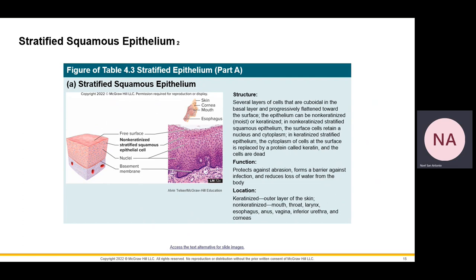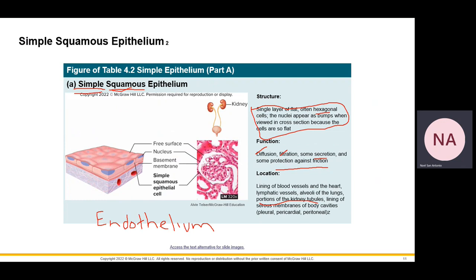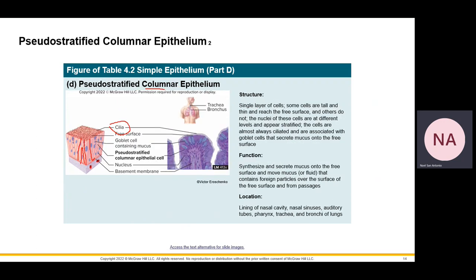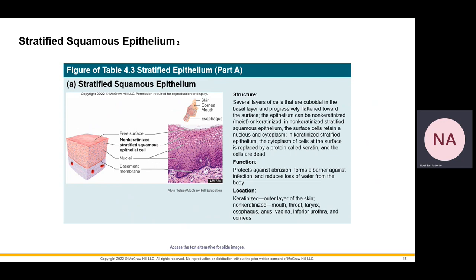Okay, so next, let's go to stratified. Oh, puro simple pa lang yung na-discuss natin. Simple squamous, simple cuboidal, simple columnar, and pseudostratified columnar epithelium. Technically, it falls under simple because it's actually simple. It just appears to be stratified. Hence, it's called pseudostratified. So let's go to the next classification.